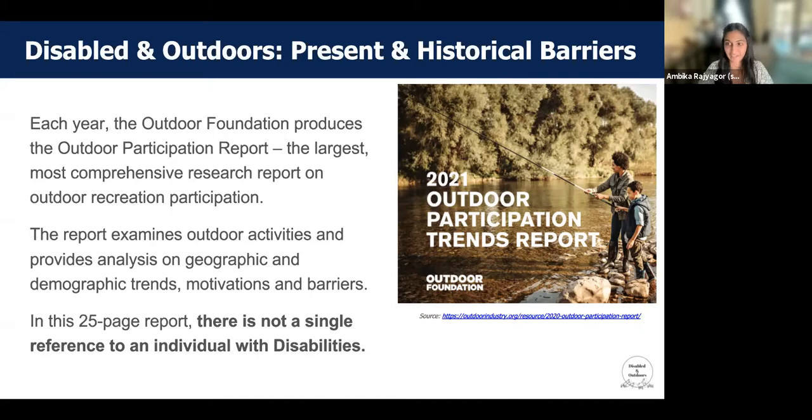And I'm sure going back further, but if you click on that link outside of this meeting and read through that PDF, it's really an overview on sample size, and in general, the typical outdoors person. So not having a single reference to an individual with disabilities makes a member of that community feel like they are not included and not welcome when it comes to marketing or things like that. And next slide, please.